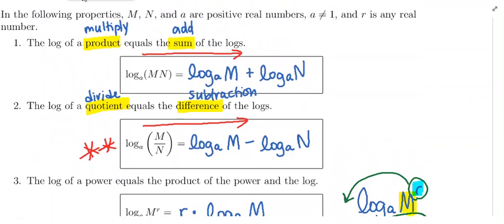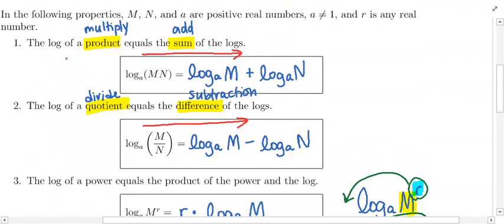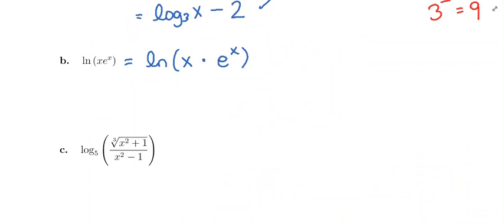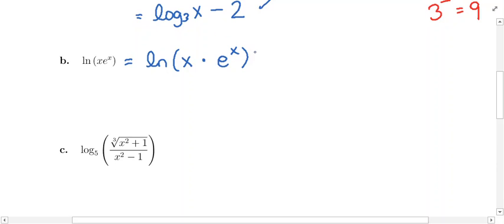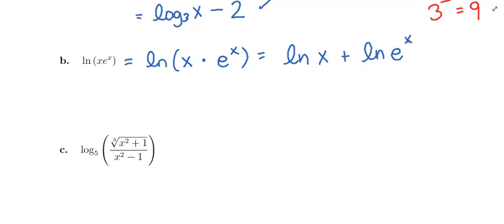We're concentrating on this property right now: the logarithm of something times something, multiplication turns into addition. When we expand this, they're all going to be natural logarithms. So this is going to be the natural log of the first thing, which is x, plus the natural log of the second thing. That's how that expands. That one natural log has now turned into two natural logs that we're adding together.